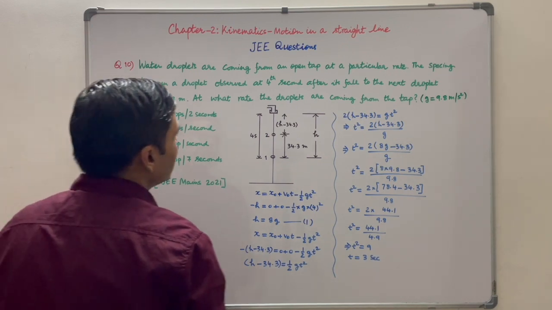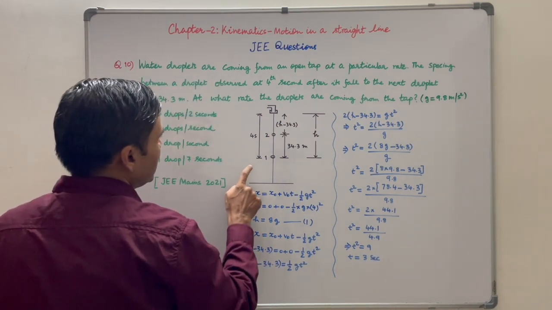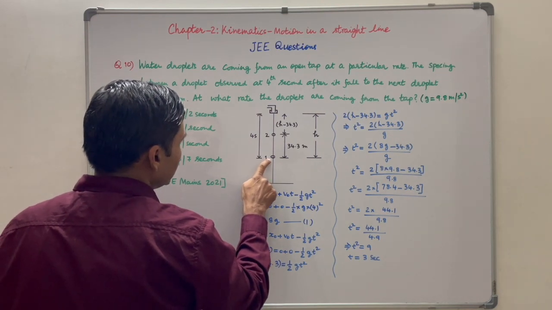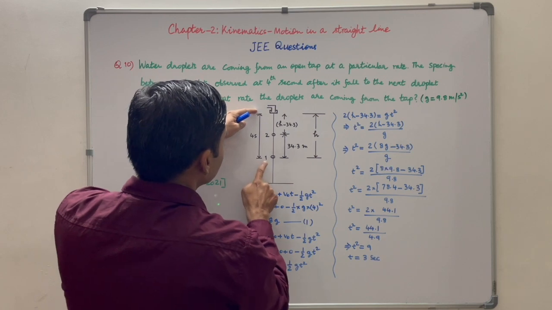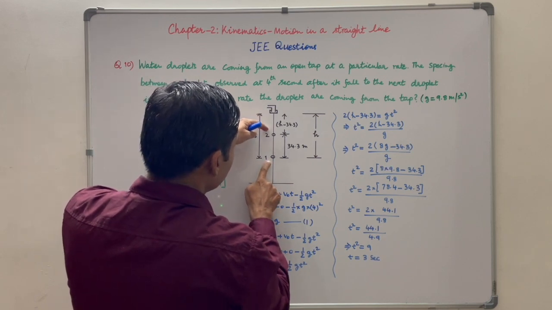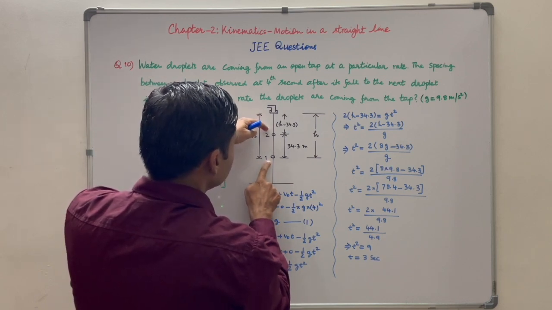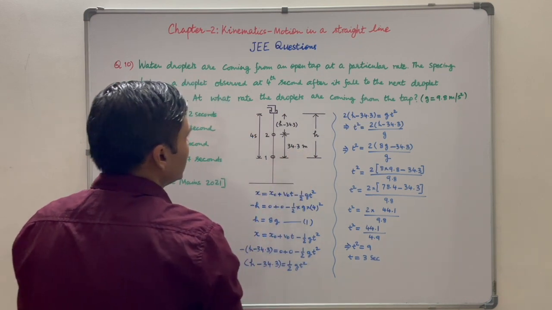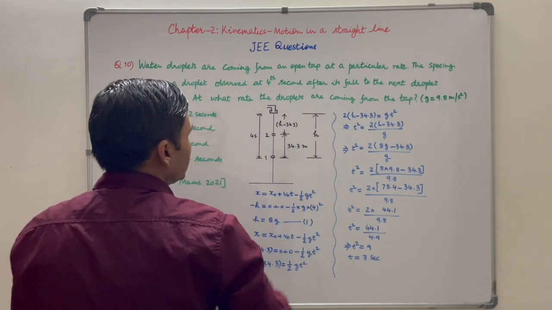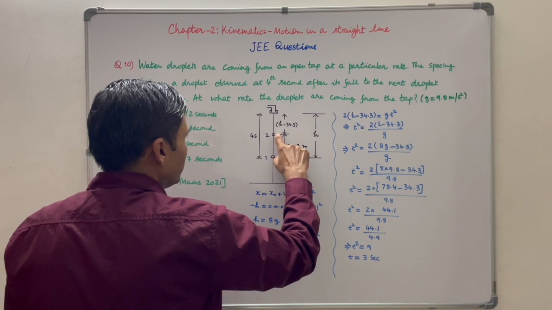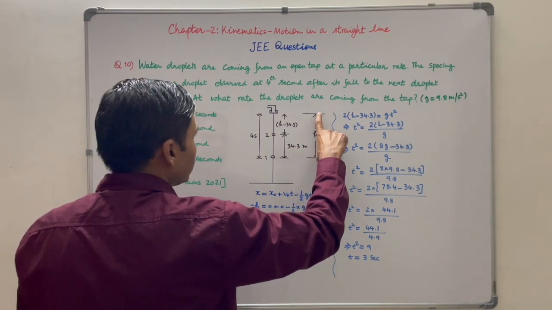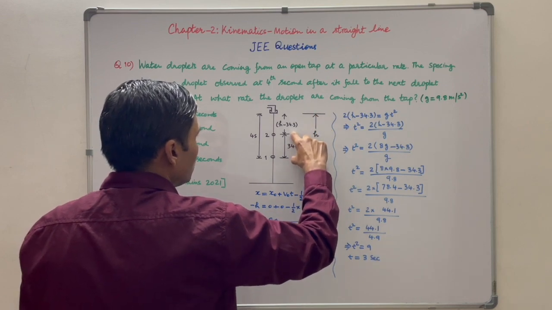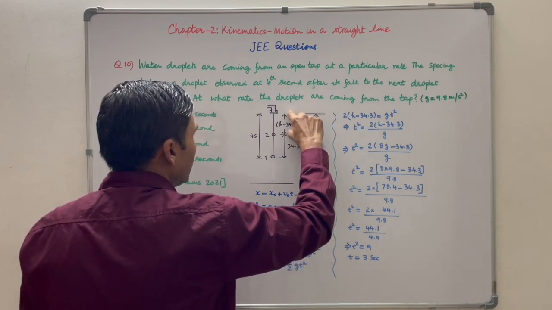So let us understand the question first. It is given that when droplet 1 is here, it is 4 seconds from the start, and the distance between two consecutive droplets is 34.3 meter. Consider this height is h. We have to find the time difference between two consecutive droplets. So assume this height is h. This is given as 34.3 meter, so this is h minus 34.3.